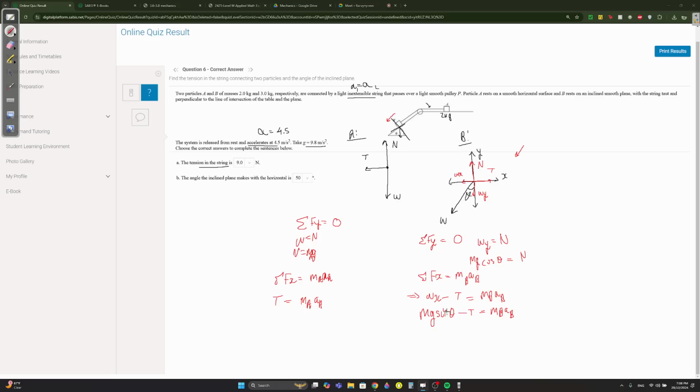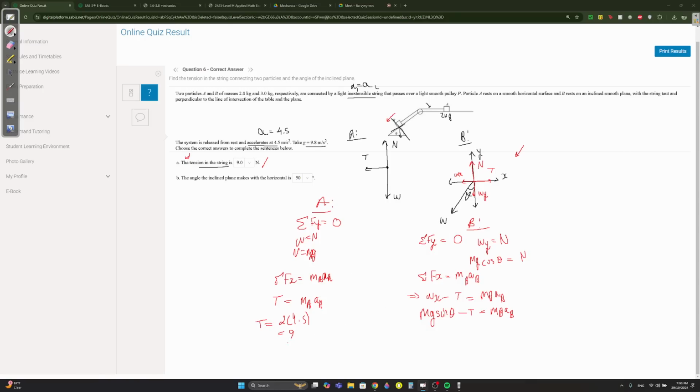Okay. The tension. Now we have these two equations. This is for block A. This is for block B. So part A, can we find the tension in the string? Yes. Tension is equal to the mass of A, which is 2 kilograms, times the acceleration 4.5. Walid, could we have just used F equals ma, 2 times 4.5 is 9? Yes, of course. But for part B, you're going to need this part.